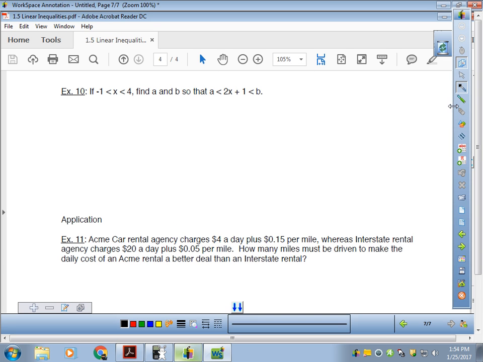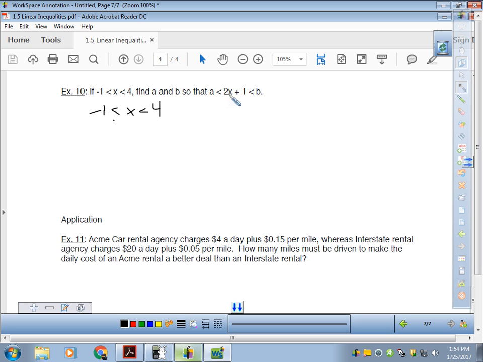Alright. Example 10. It's kind of a thinking example, which is actually one of my favorite ones. It says, if negative 1 is less than x is less than 4, find a and b, so figure out what these numbers are, so that a is less than 2x plus 1 is less than b. So I'm going to start out with this inequality that they gave me. Negative 1 is less than x is less than 4. And what I want to try and do is turn the middle of this, which is just x right now, into the middle of this, which is 2x plus 1.